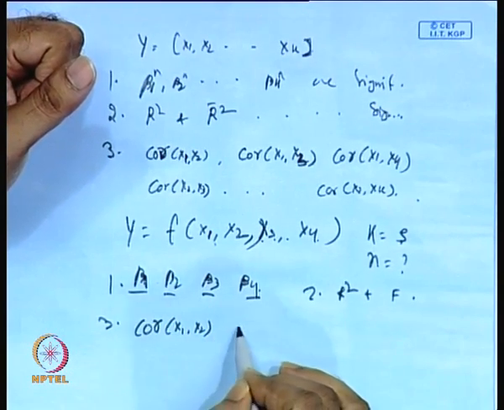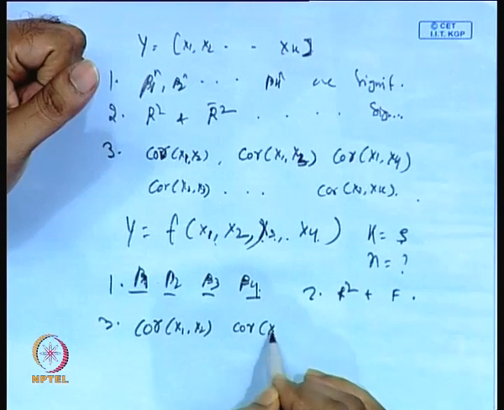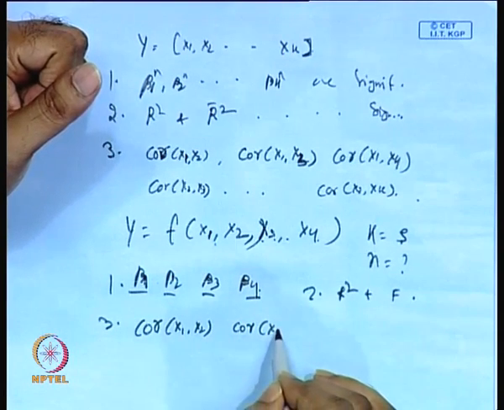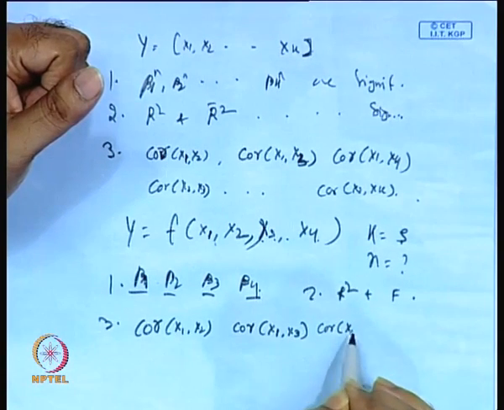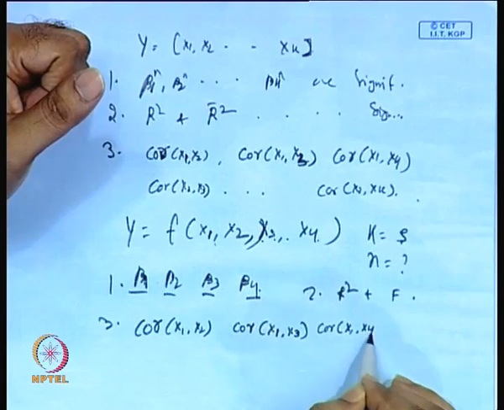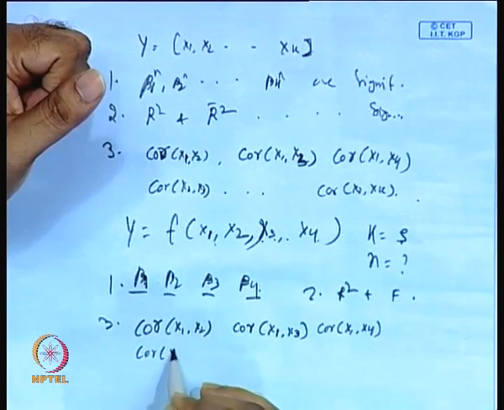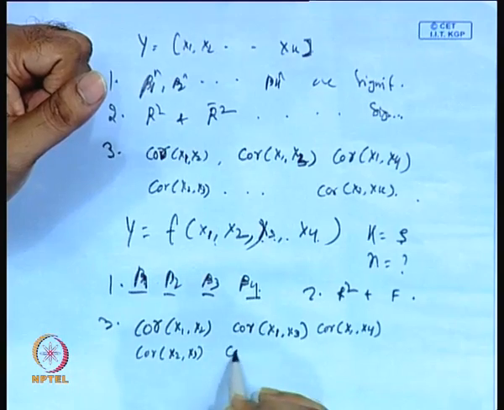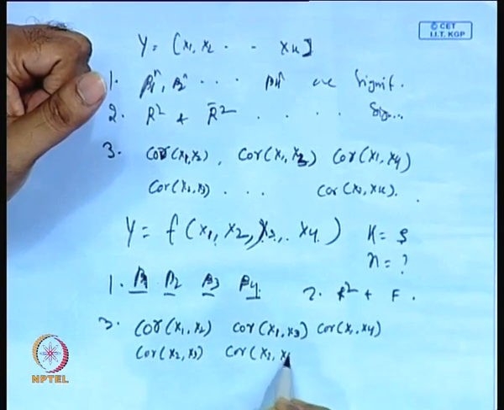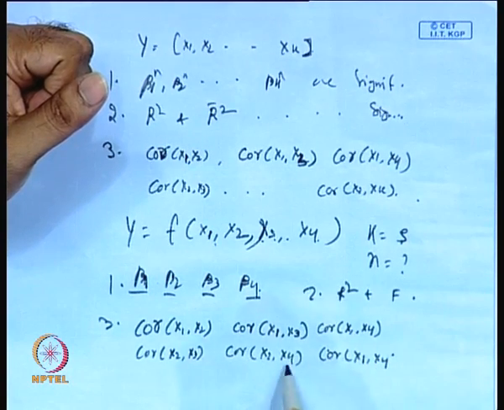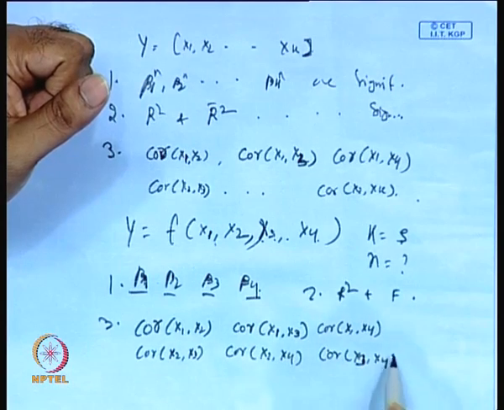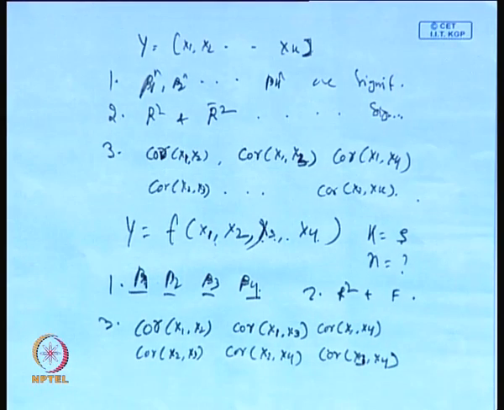Okay, then correlation between x1 and x3, then correlation between x1 and x4. Then correlation between x2 and x3, then correlation between x2 and x4, and finally x3 and x4, since x1 x4 is already there. So these are the 6 possibilities for this particular setup.